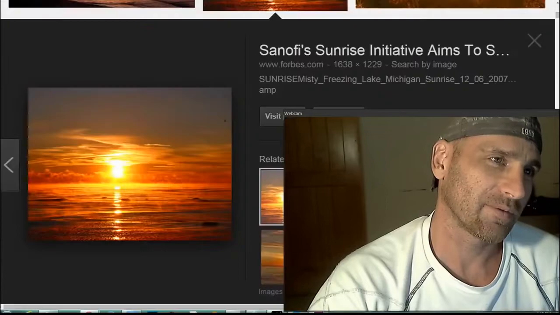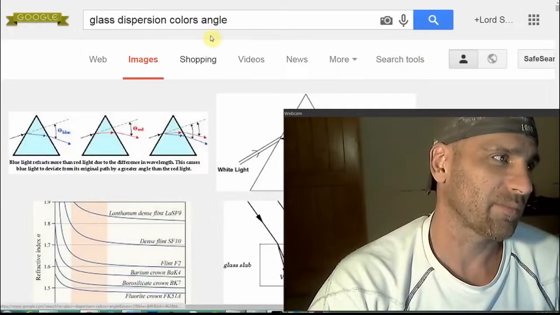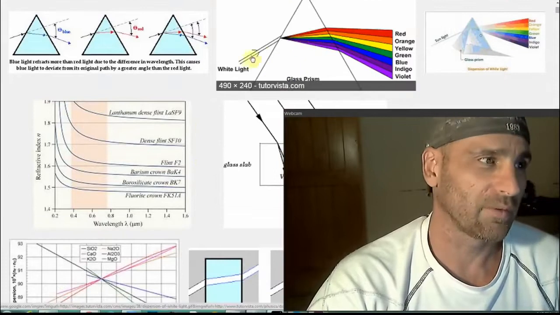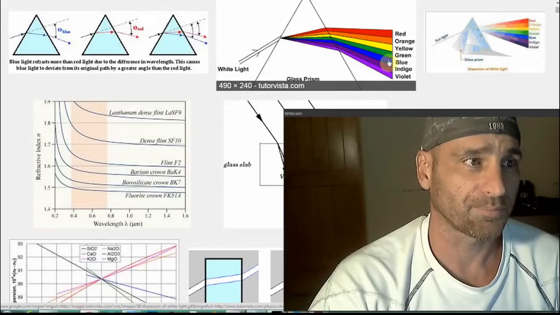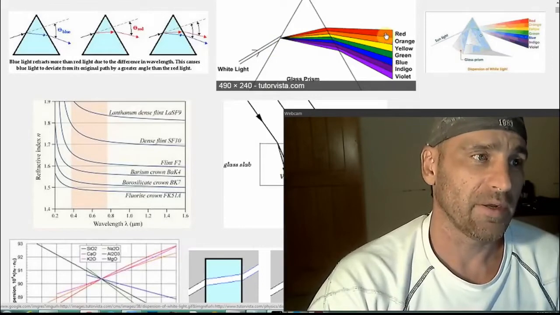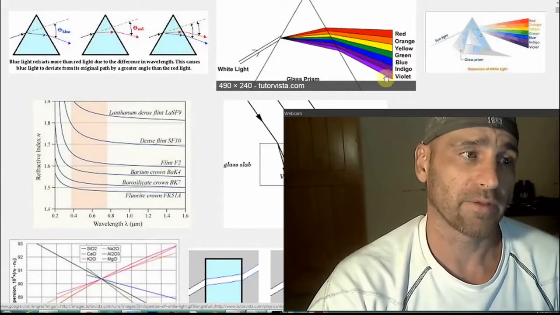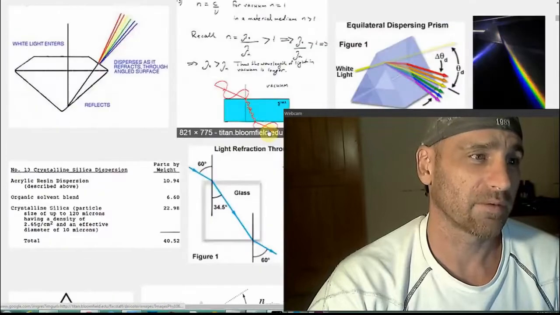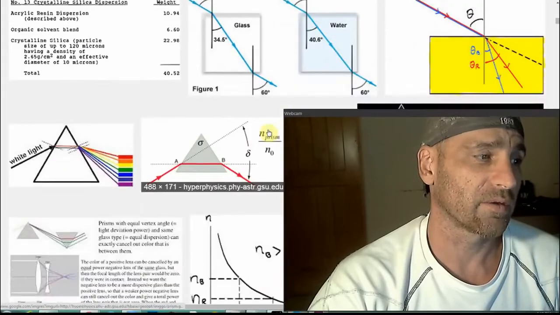What I'd like to do is demonstrate. So here's a nice, beautiful sunrise, a reddish sky. Let's look at glass dispersion in colors. You've seen this image before. White light passes through a glass and it gets dispersed into the spectrum. Red is the least refracted color. Violet is the most refracted. Keep that in mind. Red is the least refracted color. All right?